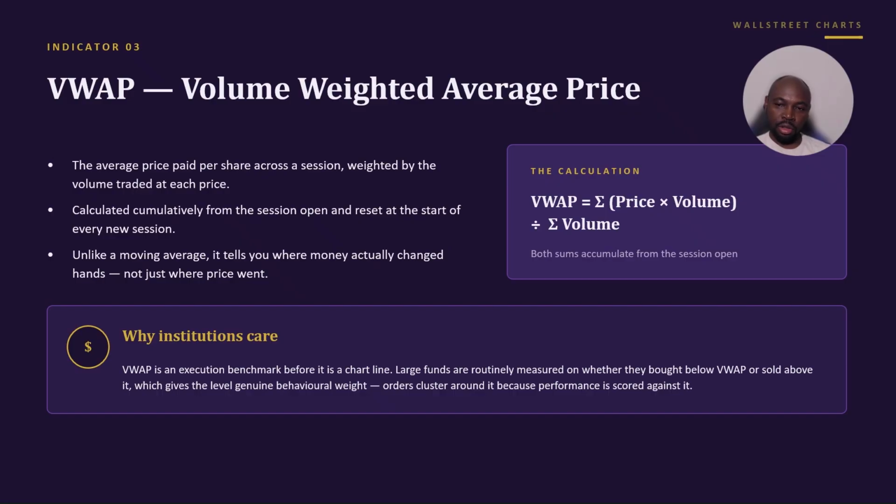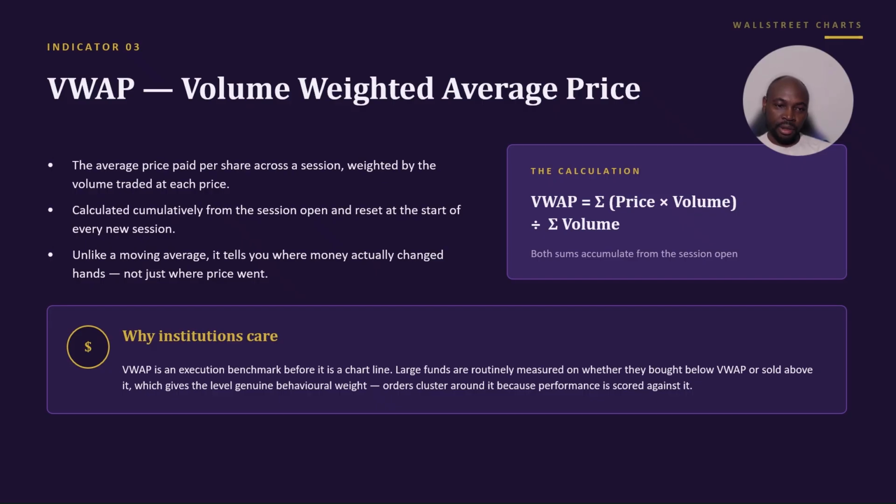Then the next indicator I want to touch on is the volume weighted average price. VWAP is categorically different from the two moving averages that we just covered. The calculation is a weighted average, where the weights are volume. So a price where a million shares traded counts 100 times more than a price where 10,000 did. Both sums accumulate from the session open and reset the next day. So VWAP resets every day. This is the price paid per share across the session.